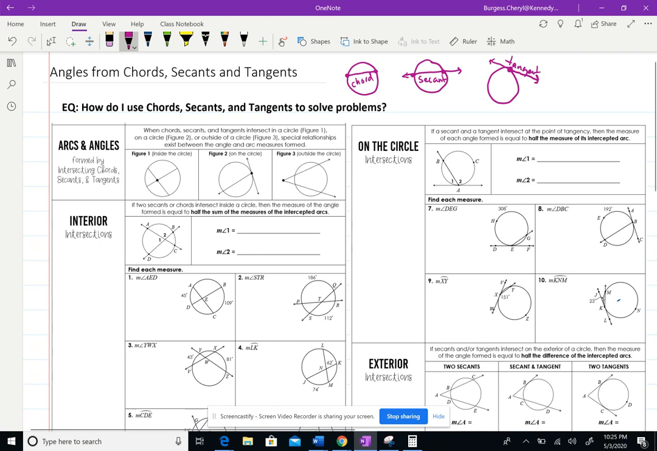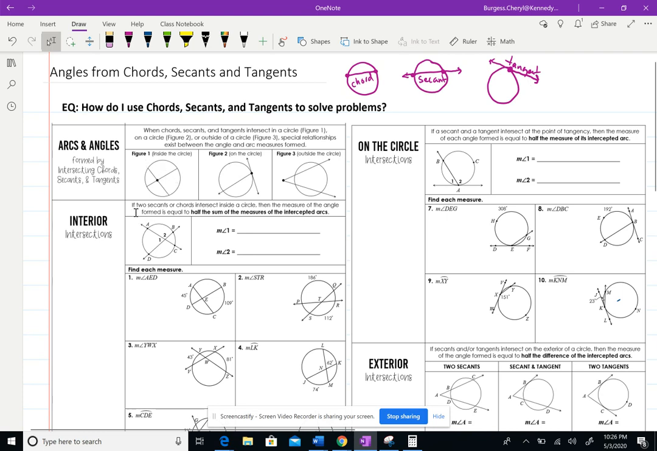So, the first thing that we're going to learn is what happens when two secants or chords intersect. So let's go ahead and review what it says. It says when chords, secants, and tangents intersect in a circle, that's figure 1, on a circle, figure 2, or outside of a circle, figure 3, special relationships exist between the angle and arc measures formed. Okay, and none of this math is hard, right? It's just using logic. So the first one we're going to learn is figure 1.